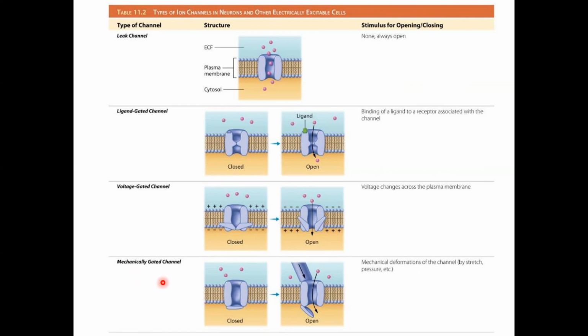And the last type of channel, the mechanically gated channel, again, it's closed. But if you have some mechanical deformation, let's say somebody touching your skin, this mechanical deformation can open this channel, and again ions can move through it. So all these channels are involved to some degree in a separation of positive and negative charges across a cell membrane.